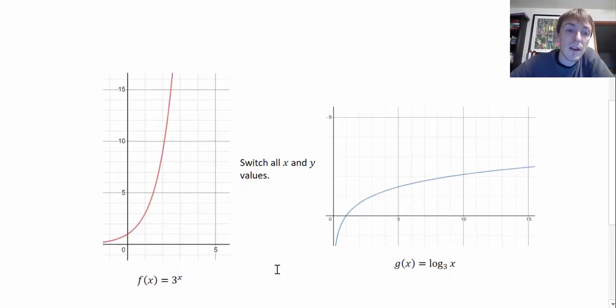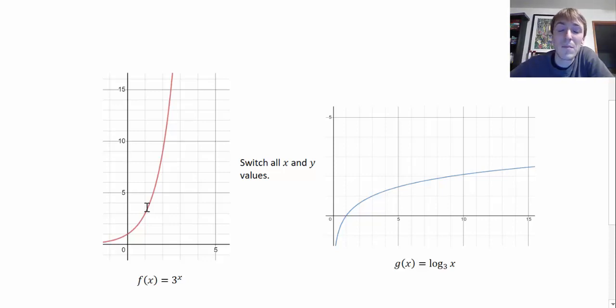So here I'm comparing the graphs of 3 to the x and log base 3 of x. 3 to the x is a graph we've seen before, right? It starts out really close to the x-axis, and then it goes up at a steeper and steeper slope. Now, to go the other way, we're basically taking the inputs and outputs of this function and switching them around. So the outputs of the exponential function become the inputs into log, and vice versa. That's what it means to go backwards.